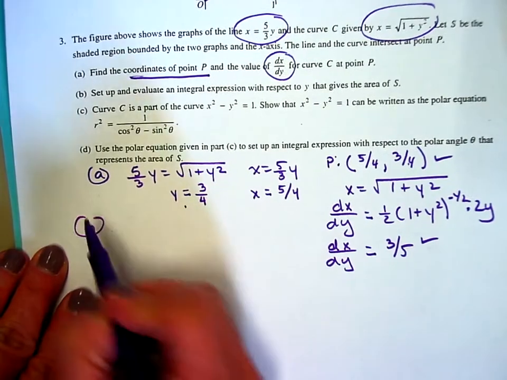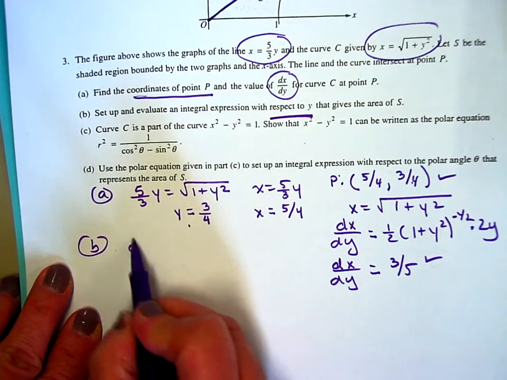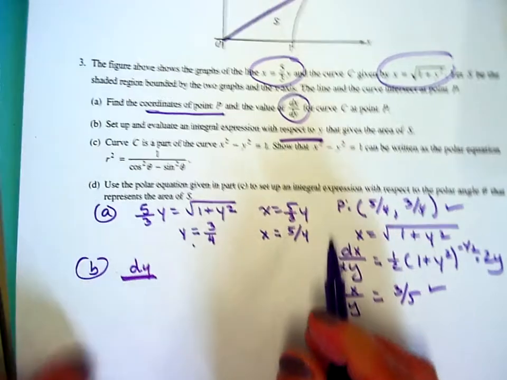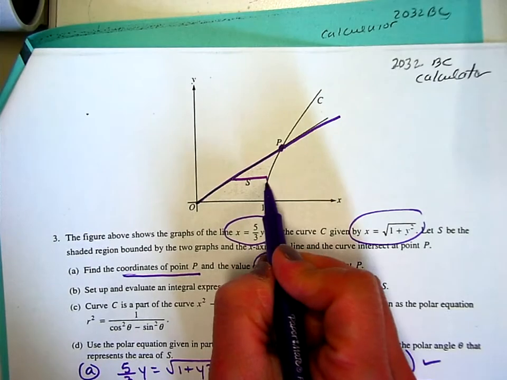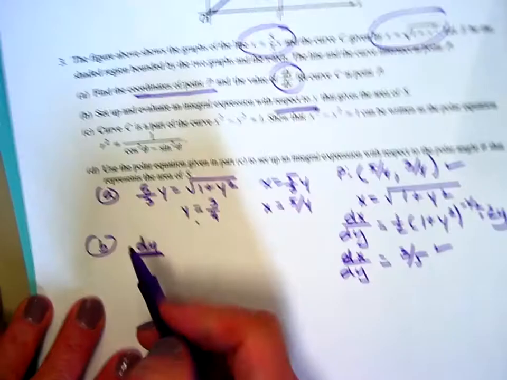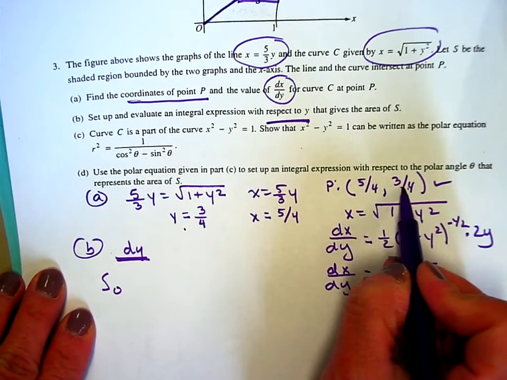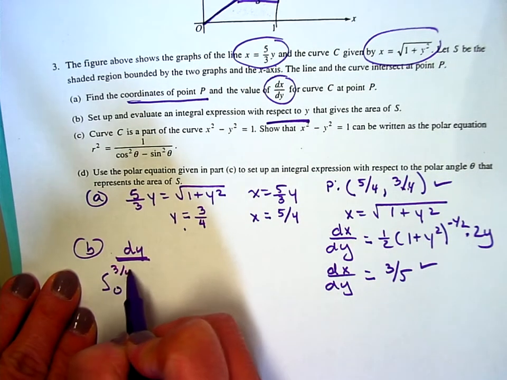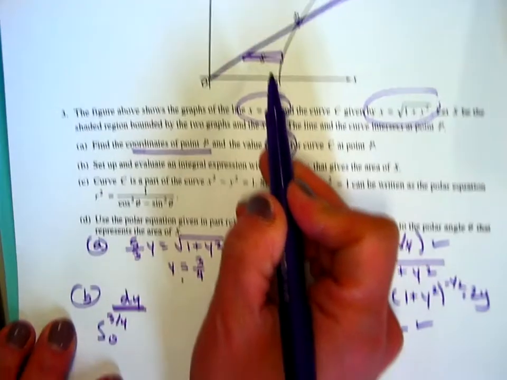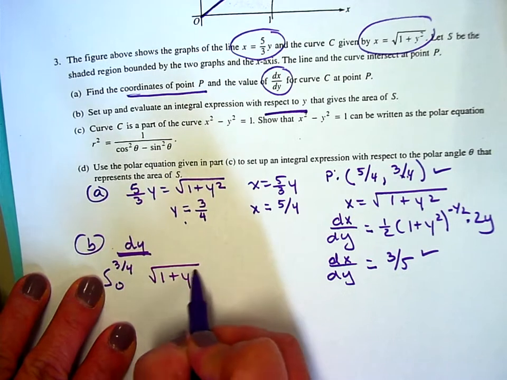Okay. Part B. Set up and evaluate an integral with respect to y. So I need to be using dy in this problem that gives the area of S. So if I draw this as a rectangle, notice it's always the curve minus the line. So the area of S is going to be 0 to, you must use the y value, so it's 0 to 3/4. The area of that rectangle is right minus the left, so it's the square root minus the equation of the line.